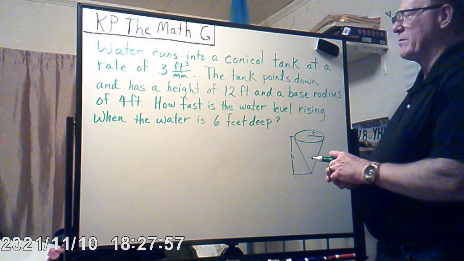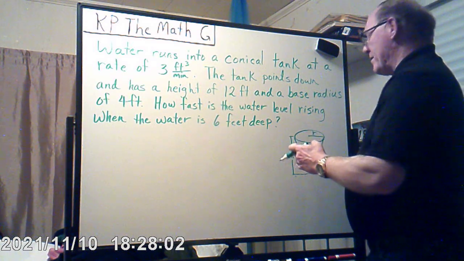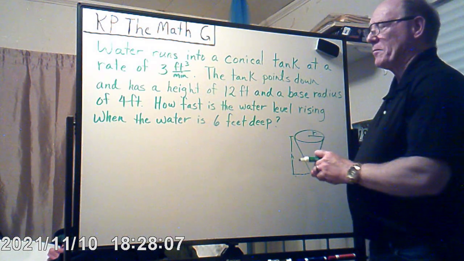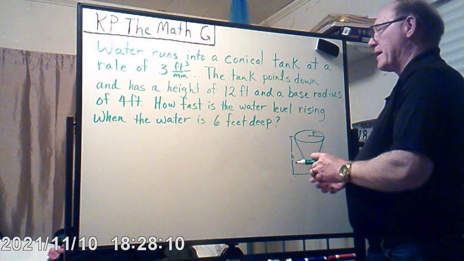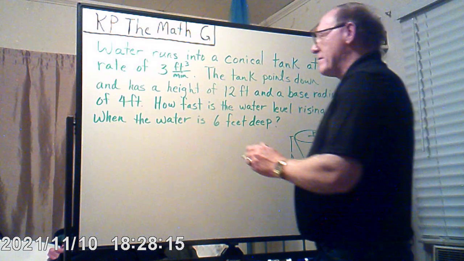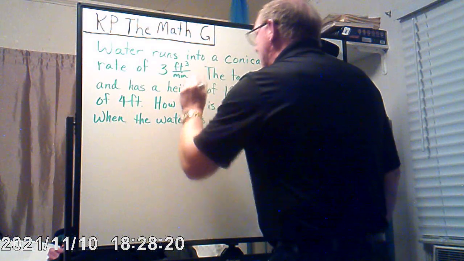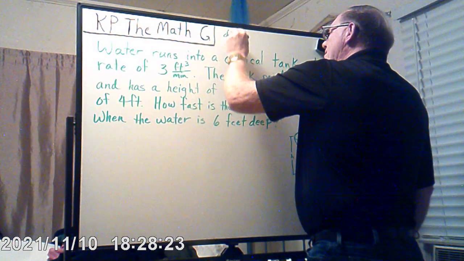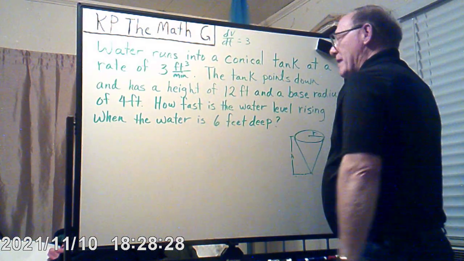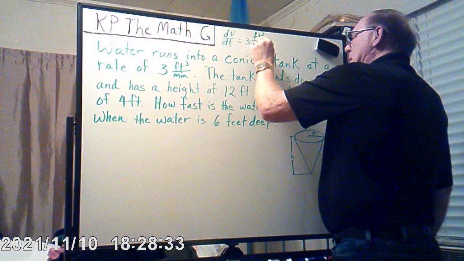Let's look at the problem. It says water runs into a conical tank at a rate. So now the water is getting higher and higher, so we don't have to worry about a negative number here. It's going in at a rate of cubic feet. That's dV over dt. So dV over dt is 3 cubic feet per minute.